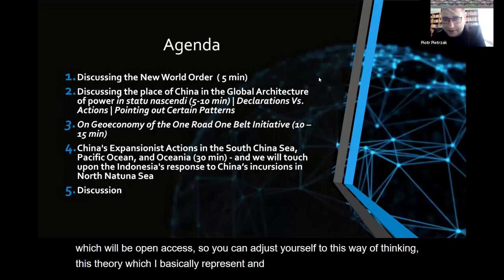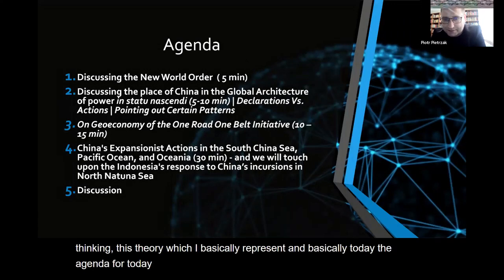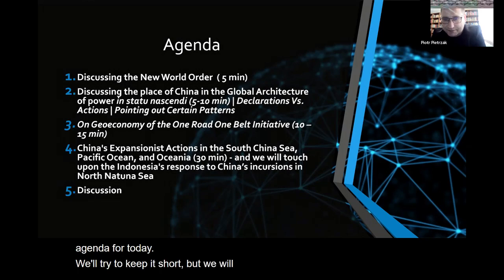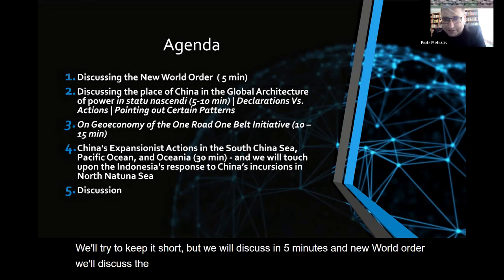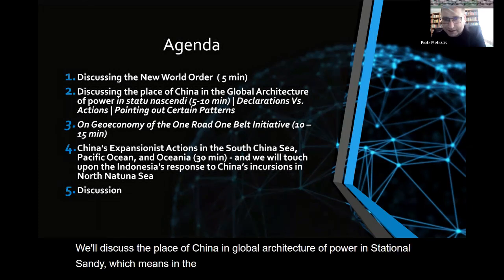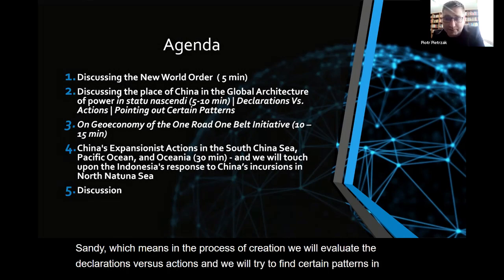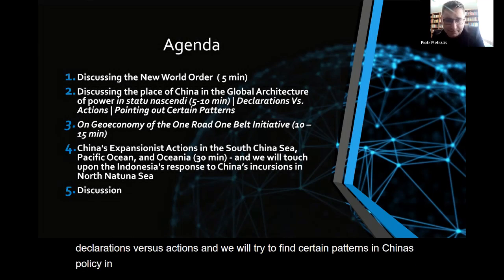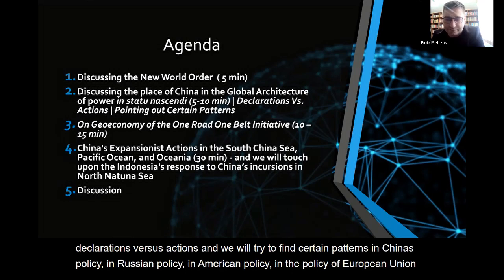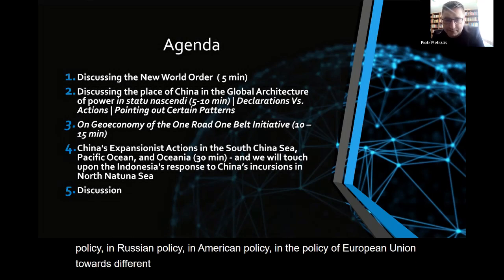Basically, the agenda for today: we'll try to keep it short, but we will discuss in 5 minutes a new world order. We'll discuss the place of China in the global architecture of power in statu nascendi, which means in the process of creation. We will evaluate declarations versus actions, and we will try to find certain patterns in China's policy, in Russian policy, in American policy, in the policy of the European Union towards different regions and countries in the world.